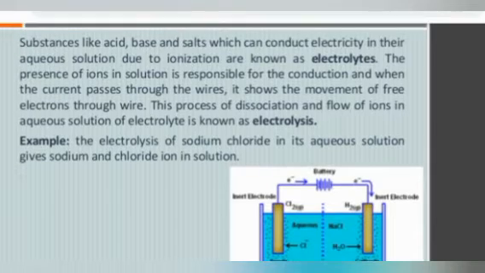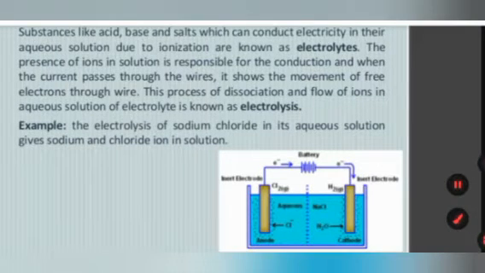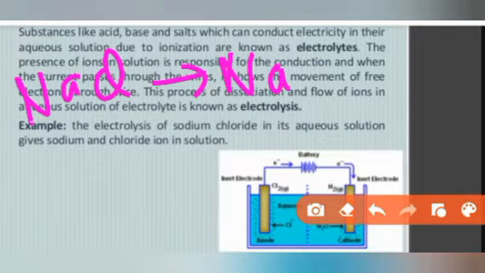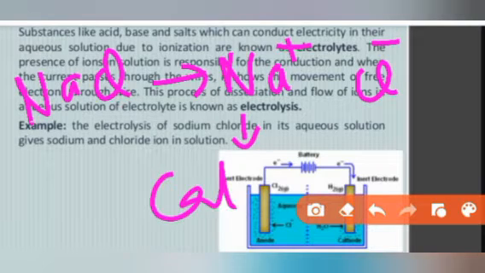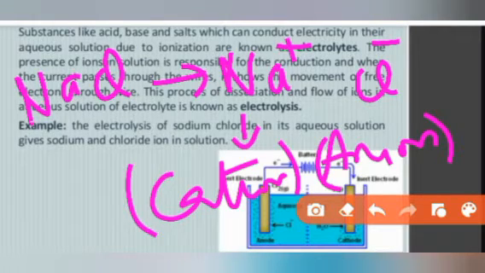For example, electrolysis of sodium chloride in its aqueous solution gives sodium and chloride ions. For example, in any battery, or any case where there is a salt, suppose NaCl is the salt, it breaks down into two ions, that is Na+ and Cl-. The Na+ ion is called a cation and the Cl- ion is called an anion. So cation and anion are the ionic form of the compound.